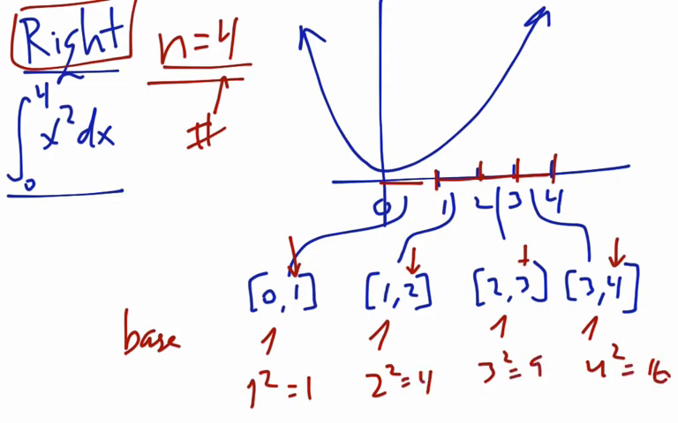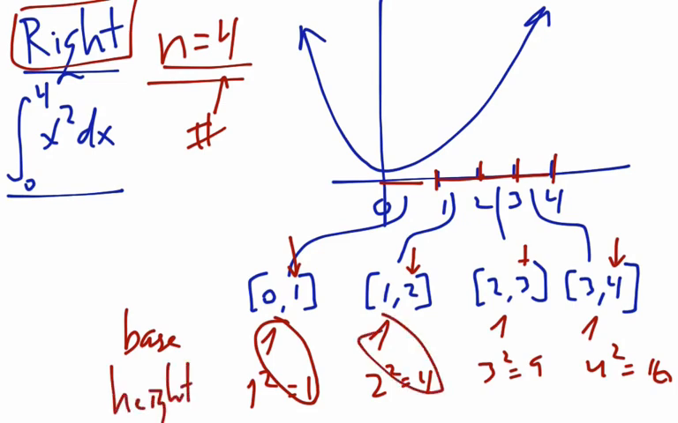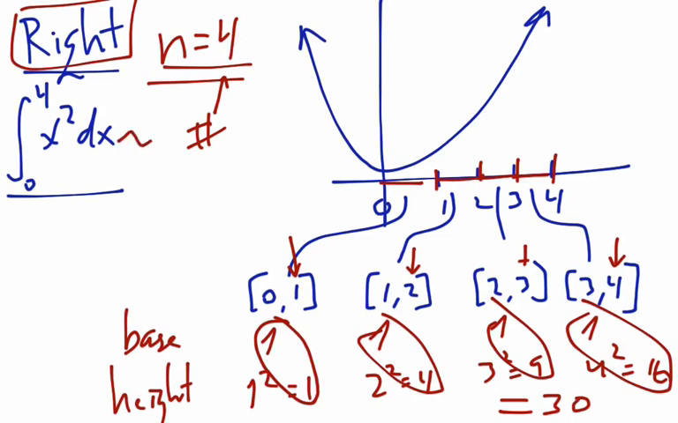And so remember that last time what I technically did was 1 times 1, because it's base times height to find the area. So 1 times 1, 1 times 4, 1 times 9, 1 times 16. This will give me a total area of 30. And so this area is approximately 30 using a right-hand sum.